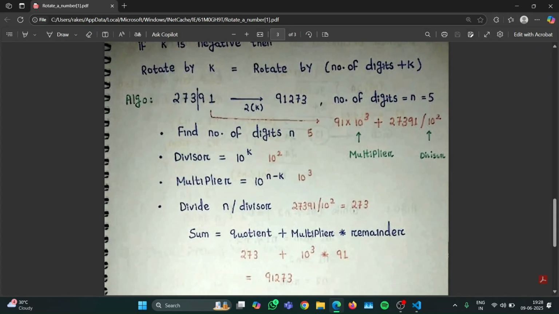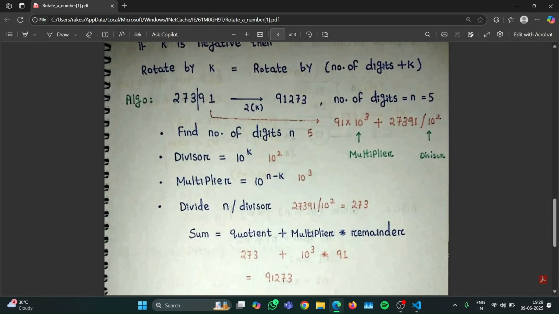So let's say we have been given a number 27391. This is our number. So let's say we have to rotate it by two digits. So what does that mean? Here we have been given positive rotation, that means clockwise direction. That means take two digits from the back and put them in the front. What does that mean? We have to take this 91 out and put it in the front. Now, how can we achieve that programmatically? We are saying verbally that put that 91 from the back to the front. How can we achieve that programmatically?